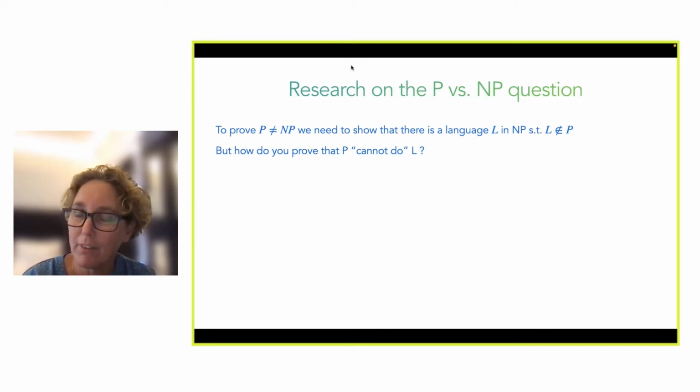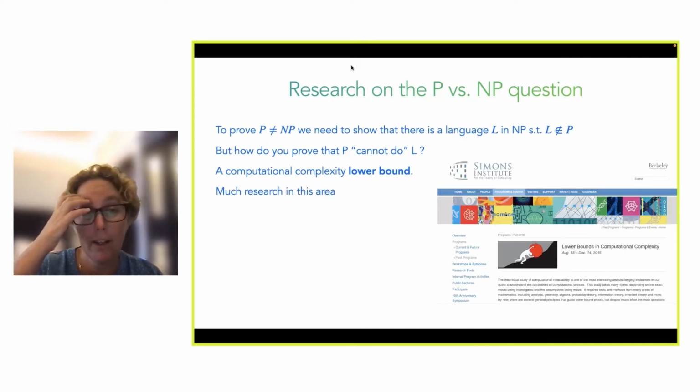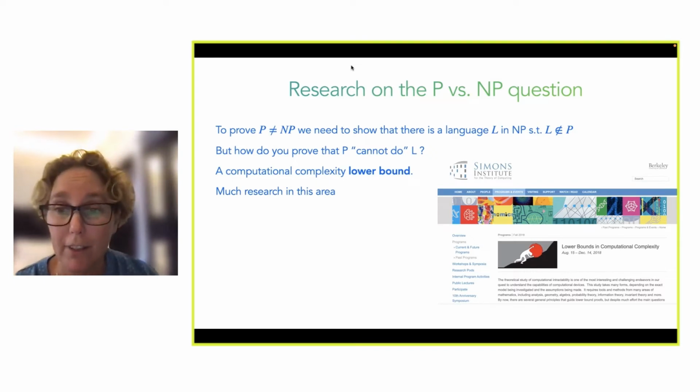That's very difficult to do, because how can you capture all possible algorithms? And this is the notorious subject of computational complexity lower bounds. How do you prove that some class of algorithms cannot solve a problem? And we are struggling very hard to prove better and better lower bounds. There's a lot of research in this area.